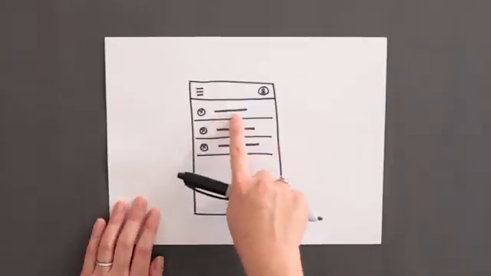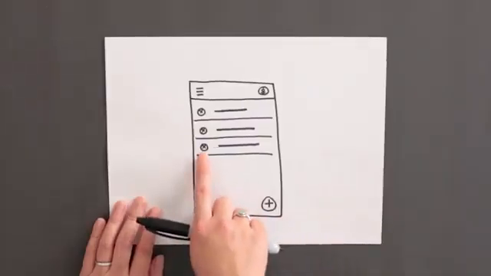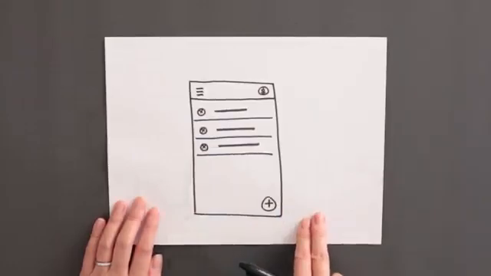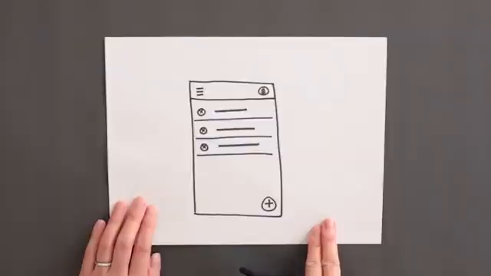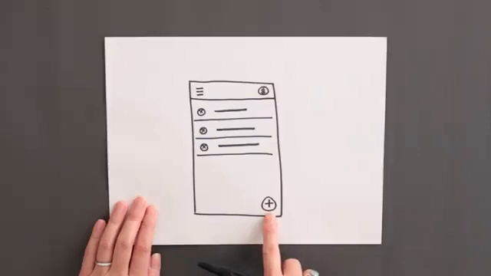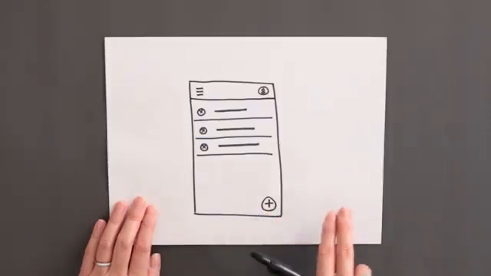The first is text, which should be represented by horizontal lines. Second is images, photos, illustrations, and icons, which are represented by a circle and an X overlapping the circle. And third, calls to action are often represented by rectangles or circles. A good example of a call to action is a submit button on a form or the circle to compose a new email in our example.